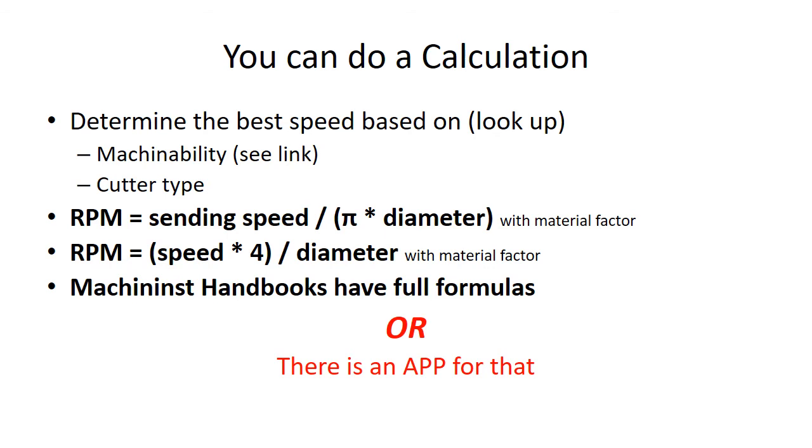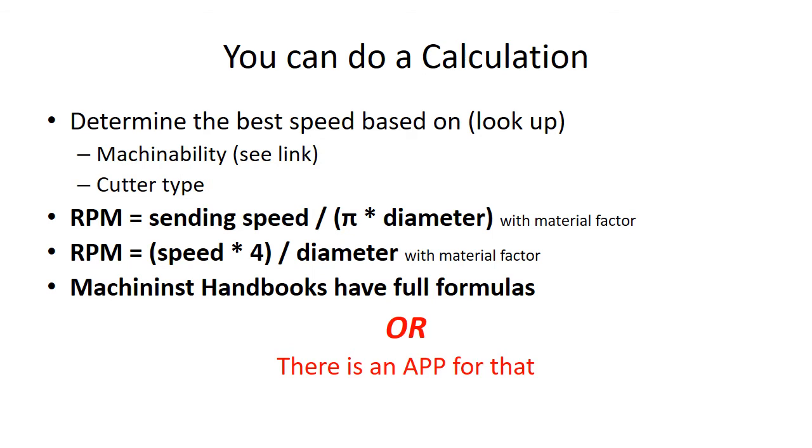You're using pi times the diameter, and you can do math and move it around if you want to figure out the speed rate, but you know what your RPM is going to be. Simple substitutions can work. So you can sit here and calculate it, and Machinist's Handbook has lots of formulas that include the material factors.